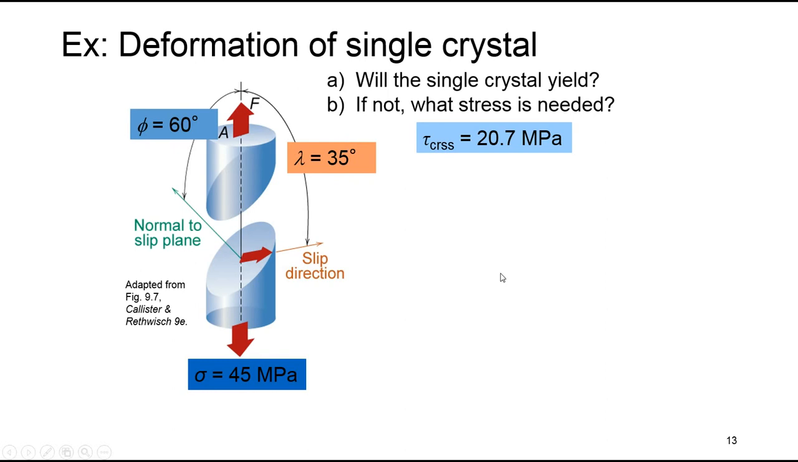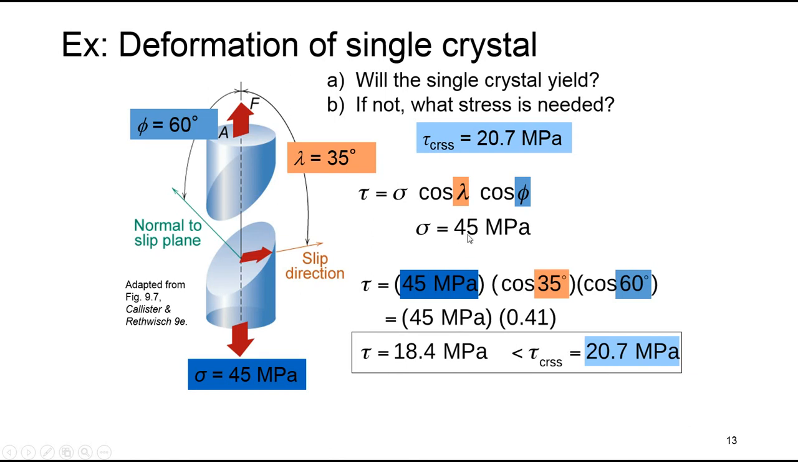Another example: we want to figure out whether this single crystal, which is under a stress of 45 megapascal, with angles phi and gamma and this critical resolved shear stress, will yield or not. So we use the relation to find the resolved stress. We have cosine phi, cosine gamma, and the value of sigma. If we plug these values into this relation, we have tau equal to 18.4. Since this value is smaller than the critical resolved shear stress, this single crystal will not yield.